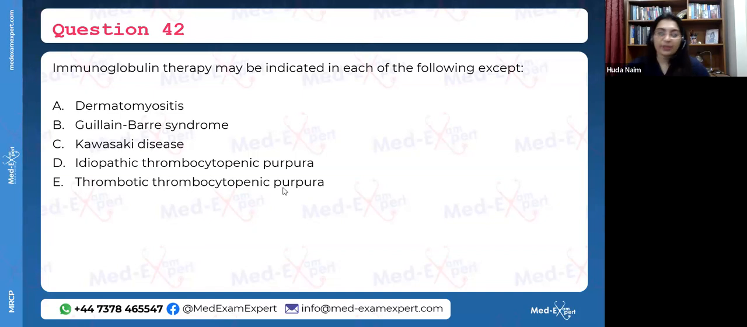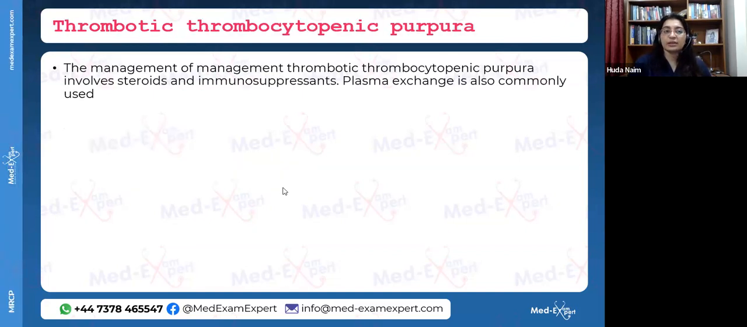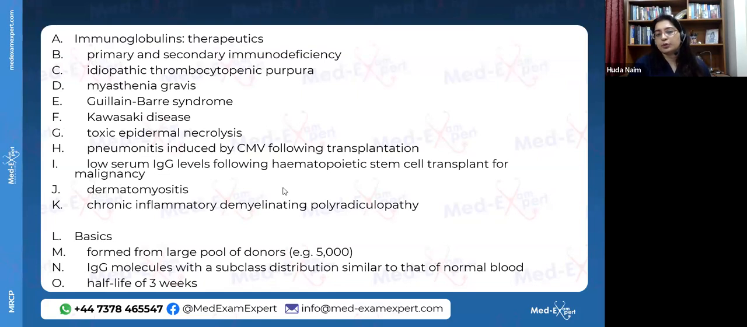Okay. So another question where they want you to know what are the different indications of immunoglobulin therapy and where it is not used. So it's not used in thrombotic thrombocytopenic purpura. Okay, the remaining diseases where it's used: immune deficiencies, ITP, myasthenia gravis, GBS, Kawasaki disease, different kinds of demyelinating polyradiculopathies. It's used for dermatomyositis. Okay, so it's the question that you need to remember.